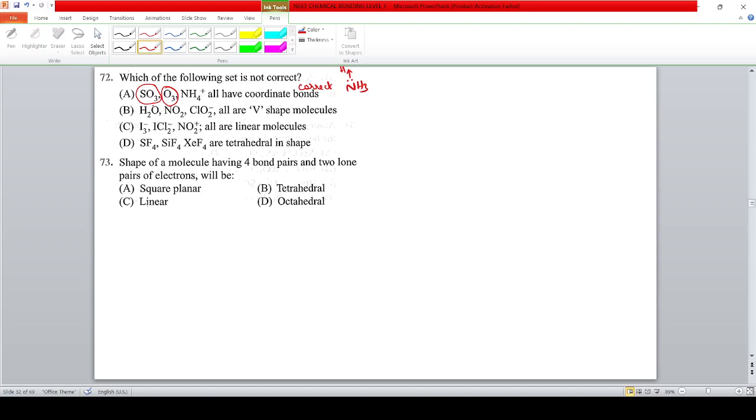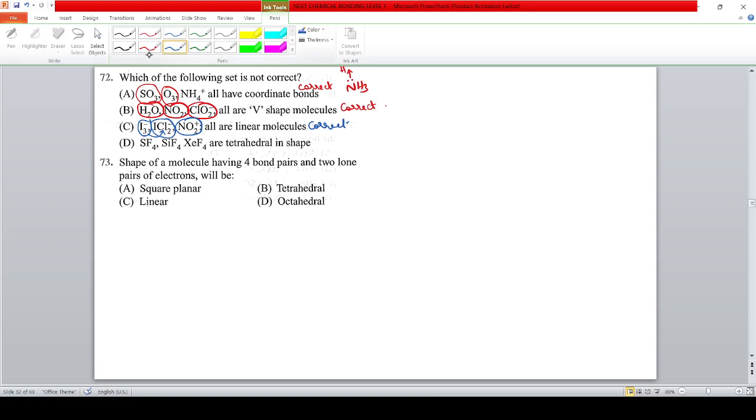Option B. This is bent. Very good. NO2 is bent. Very good. ClO2 minus is also bent. They are all V-shaped molecules. This is also given correct. If you don't know, go through the VSEPR theory. Then next, I3 minus. Instead of 2 iodines, there are chlorines, halogen, same molecule. NO2 plus just now we saw, all these 3 are linear. This is also correct. Because we have practiced this a lot of times.